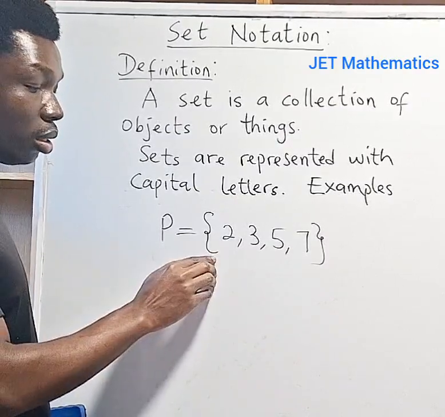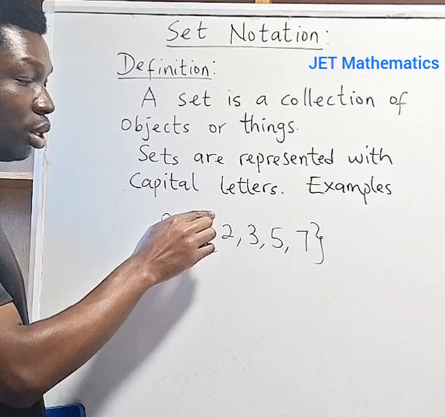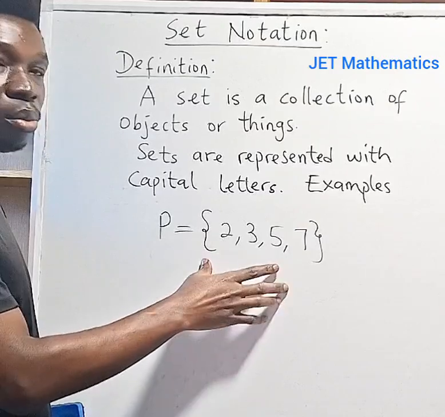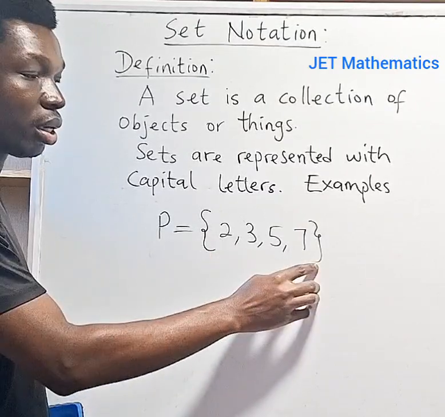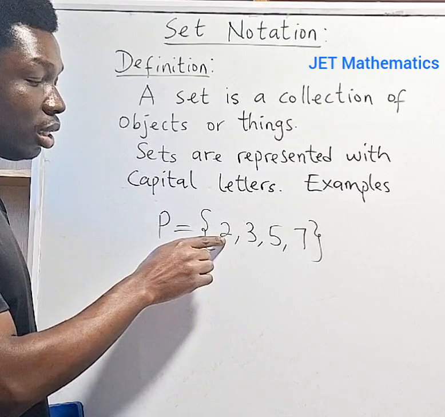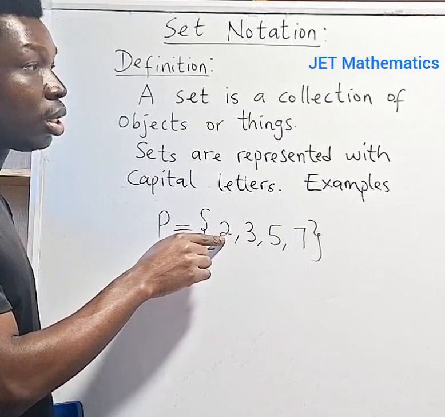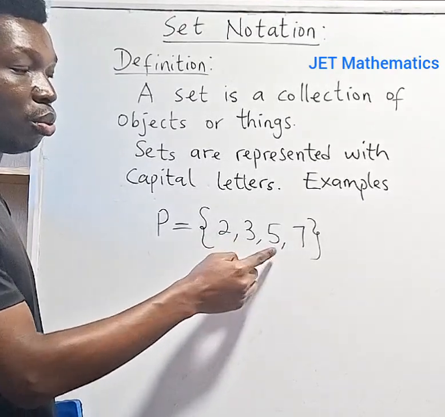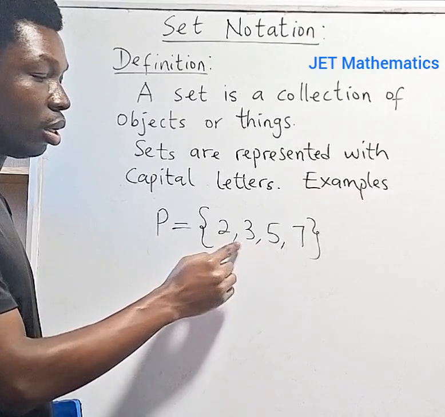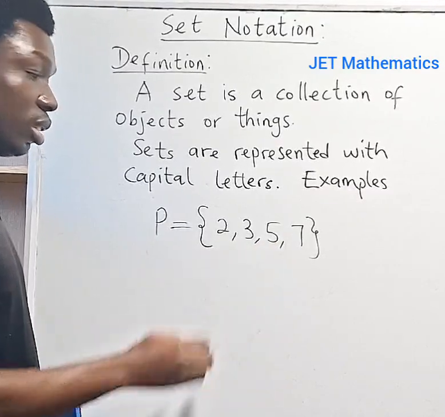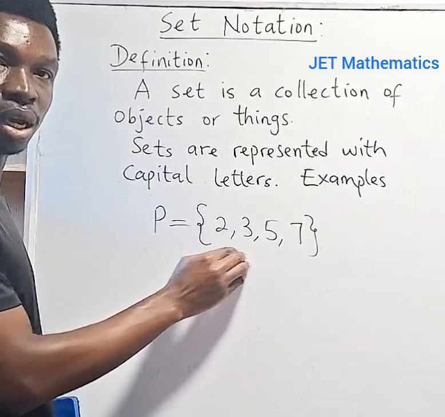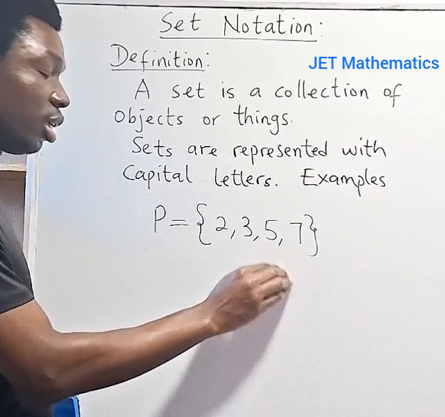And then the set must be in curly brackets of this form. You must use curly brackets to represent a set. And each element or object in the set must be separated with a comma. This is the listing method for writing a set, listing the elements or objects in the set.